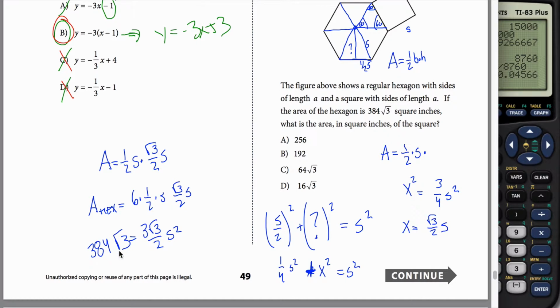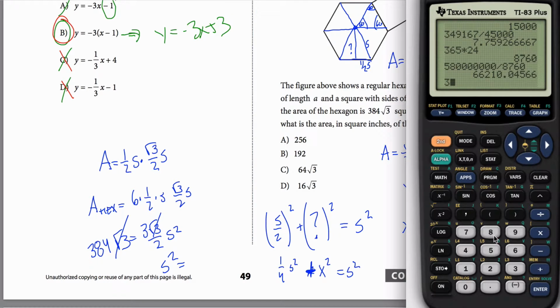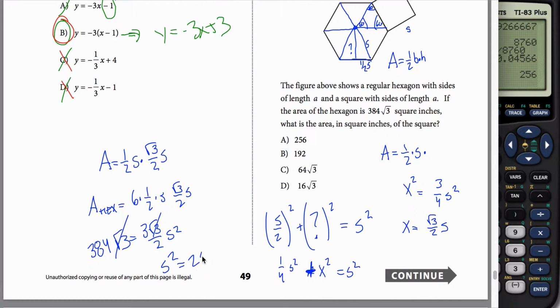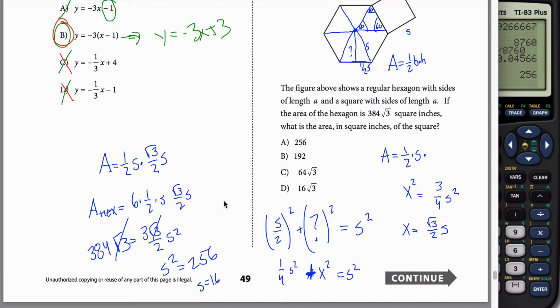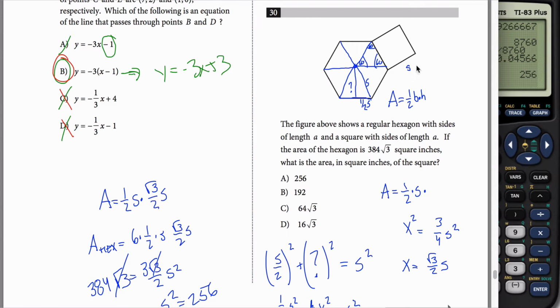Let's divide both sides by root 3. That goes away. Let's multiply the 2 up here and divide the 3 down here to figure out that S squared is equal to 384 times 2 divided by 3. You get 256. That's a nice perfect square. You can take the square root of both sides to get that S is equal to 16. If you know that S equals 16 here, you can figure out the area of the square by squaring 16 and getting 256. Wow, that's a lot of work.